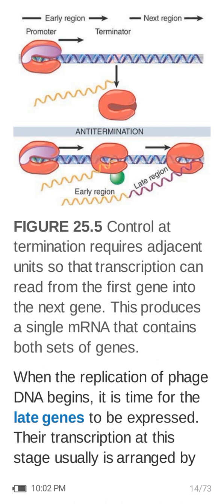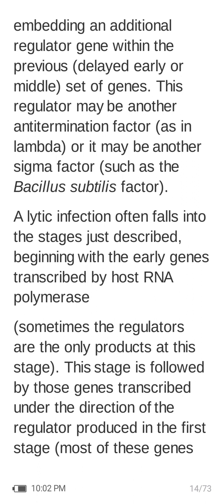When the replication of phage DNA begins, it is time for the late genes to be expressed. Their transcription at this stage usually is arranged by embedding an additional regulator gene within the previous delayed early or middle set of genes. This regulator may be another anti-terminator factor as in lambda, or it may be another sigma factor such as in Bacillus subtilis.